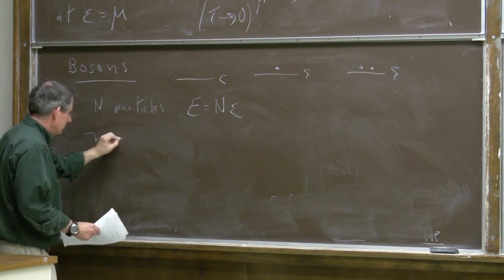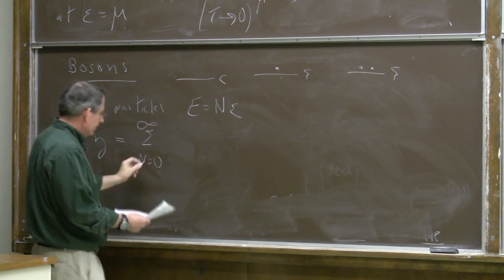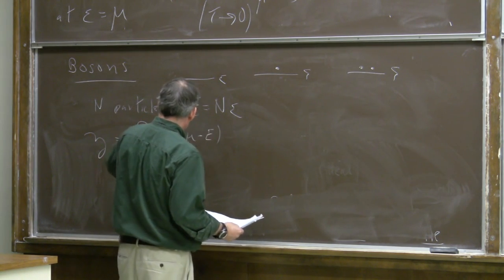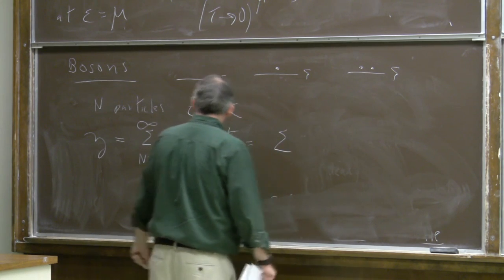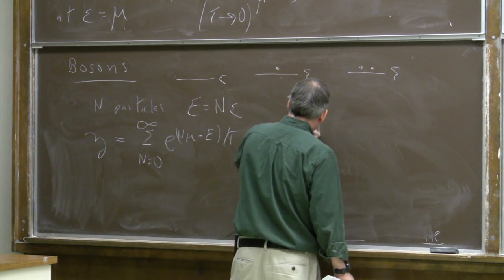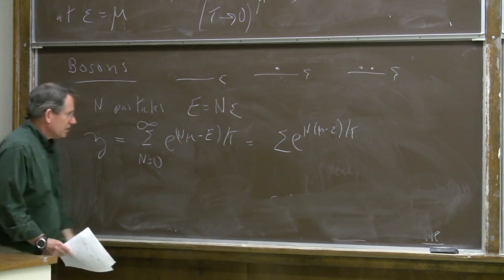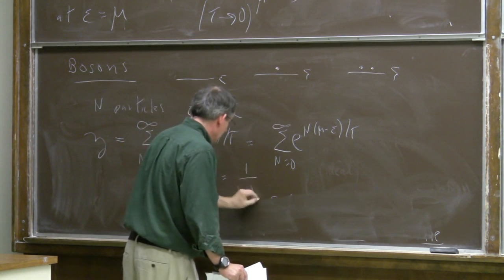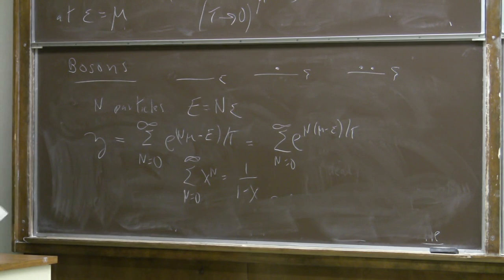The Gibbs sum is now going to be the sum from occupation number 0 to infinity of the Gibbs factor, e to the n mu minus the energy E over tau, but now E is n times the energy of the orbital. So it's the sum of e to the n, mu minus epsilon, now little epsilon for the energy of the orbital, divided by tau. So it's just a geometric series when I sum from 0 to infinity. The sum of x to the n is 1 over 1 minus x, when n is summed from 0 to infinity, at least if x is less than 1.